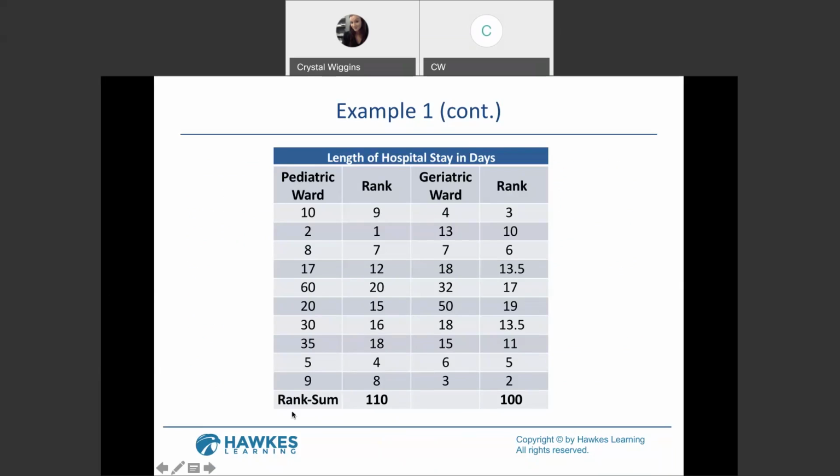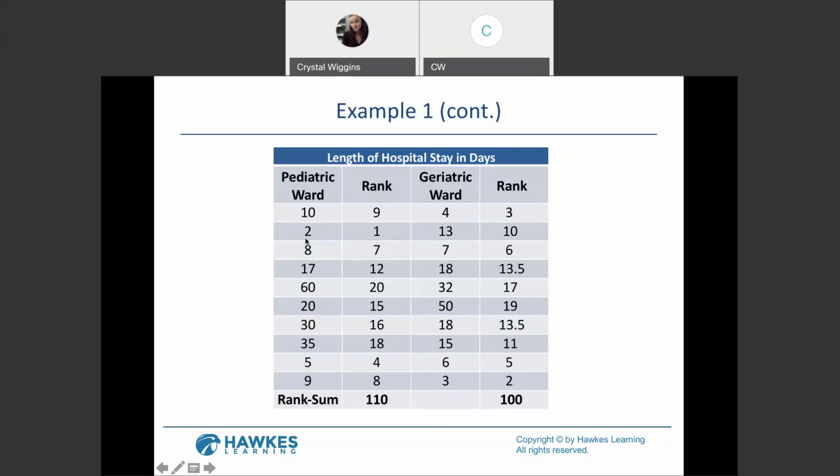Notice that here the lowest stay in days is 2 days, so that was ranked 1, and the highest stay was 60, which is ranked 20. And recall the way that we rank these. We're looking at both of these at the same time. Even though we have two different data sets, we are going to rank these all together.